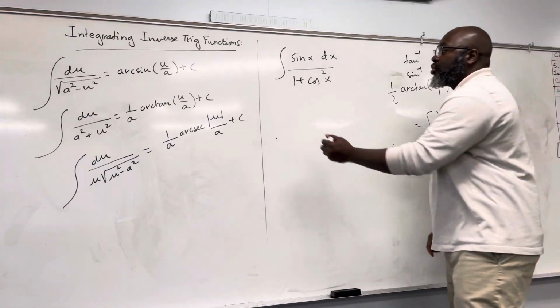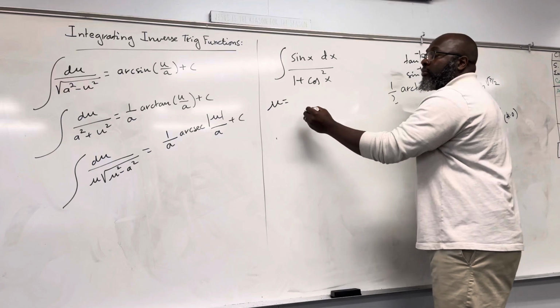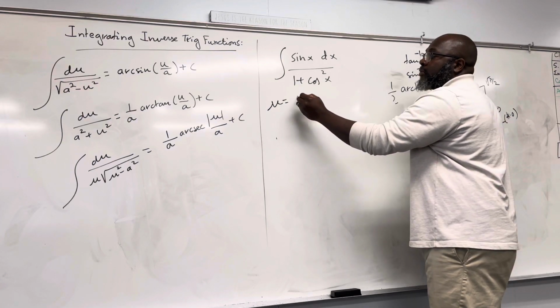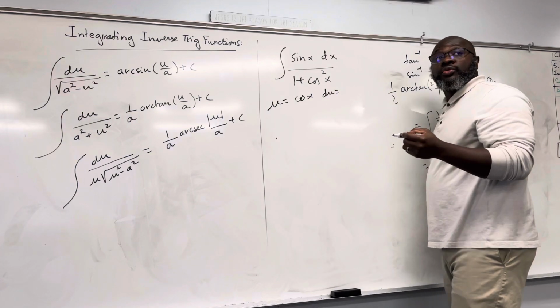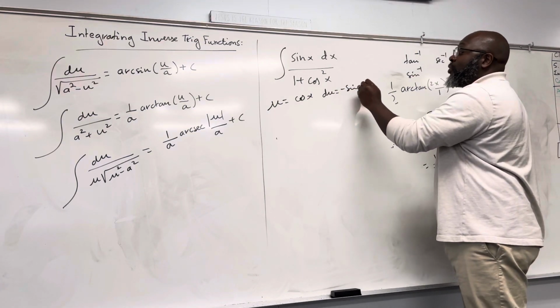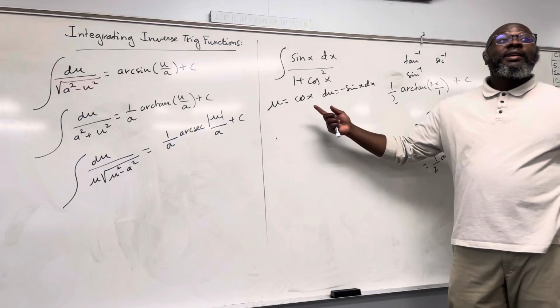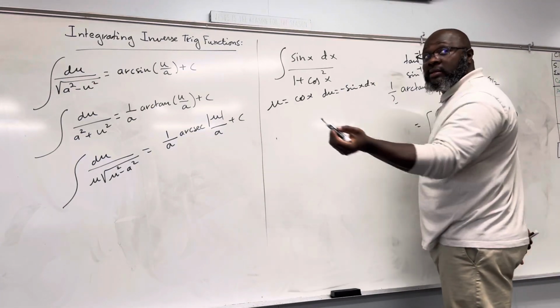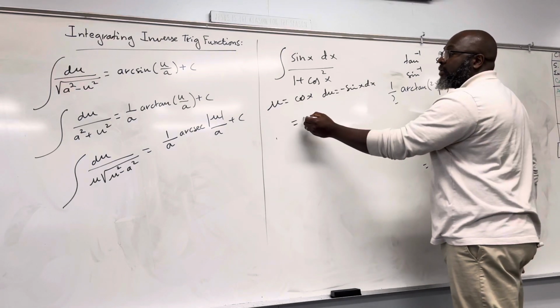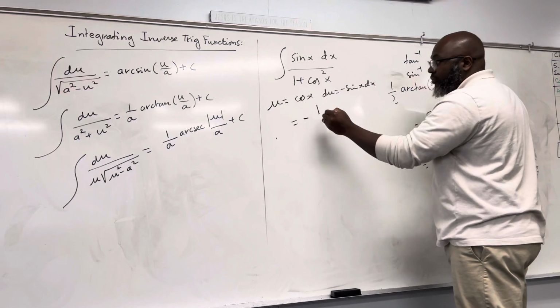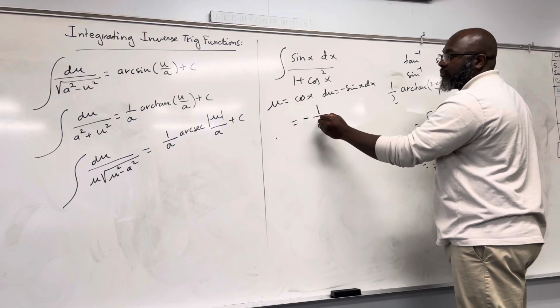So u is going to be what? Let's make u cosine x, right? And du is what? Negative sine x. So that means when you write it, you're going to have to make it negative. There you go. That's it. You see how easy it is once you recognize the pattern? So now what's the answer? It's going to be negative 1 over, or just 1 over 1.